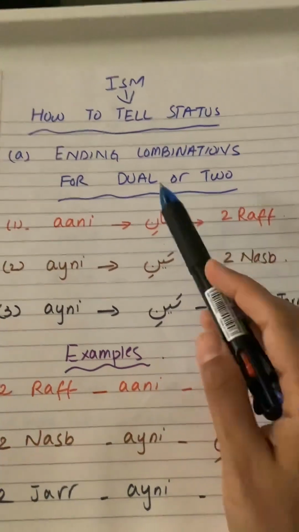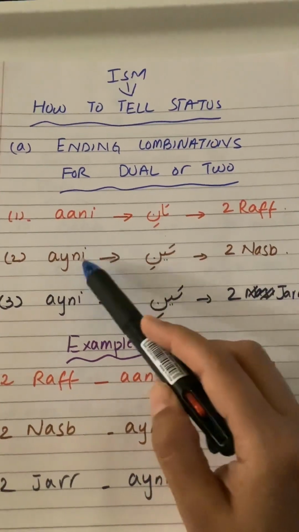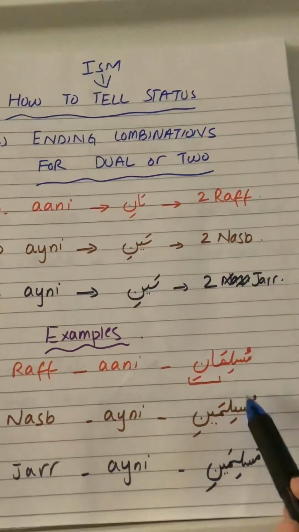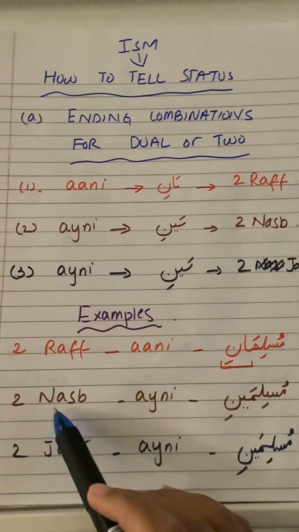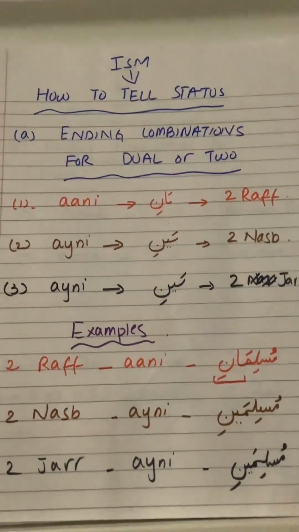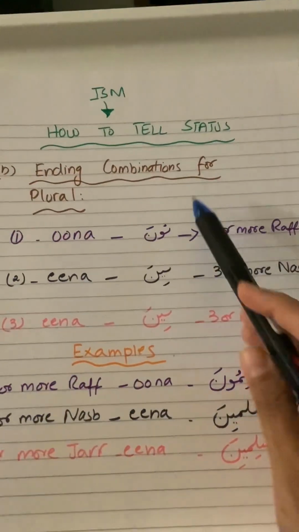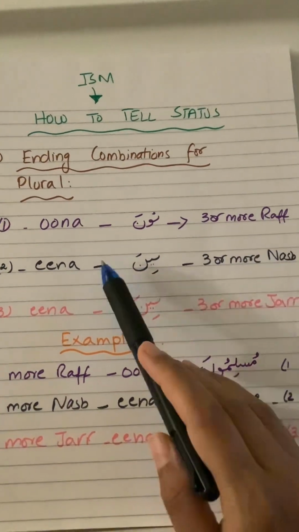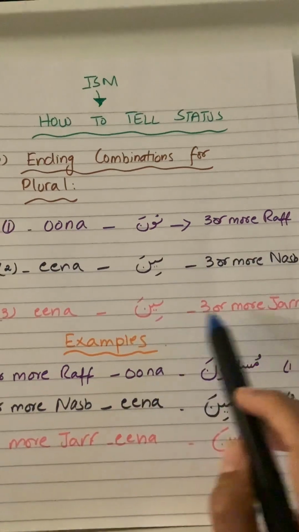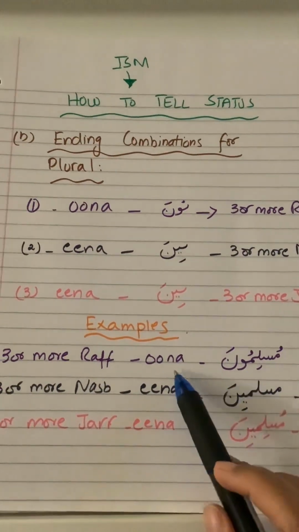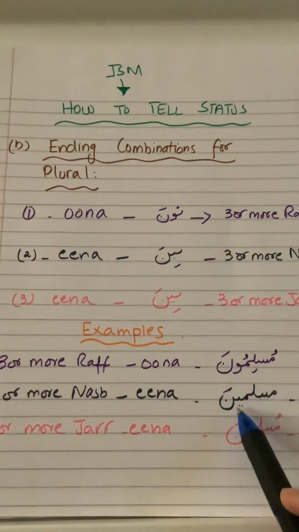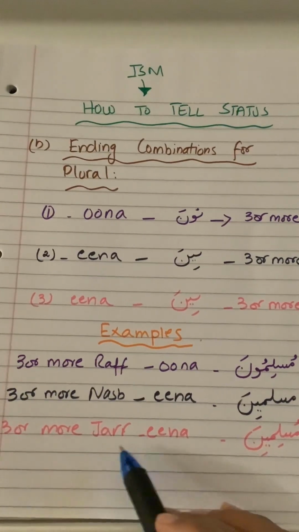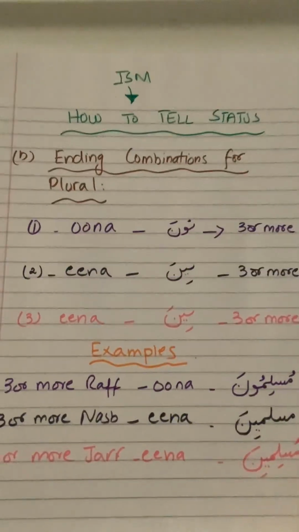The ending combinations for dual are ani, aini, aini. Ani is rafa, aini is nasb, and aini is jar: Muslimani for rafa, Muslimaini for nasb, and Muslimaini for jar. The ending combinations for plural are una, like Muslimuna, three or more rafa; ina, three or more nasb; and ina, three or more jar. Examples: Muslimuna, una sound heard, three or more rafa; Muslimina, ina sound heard, three or more nasb; and Muslimina again, three or more jar. So this is about the sounds and the combinations.